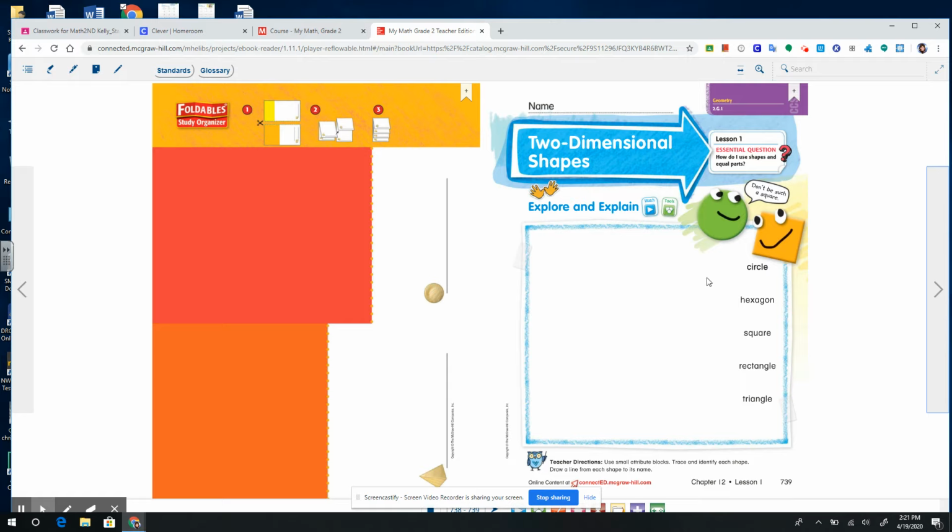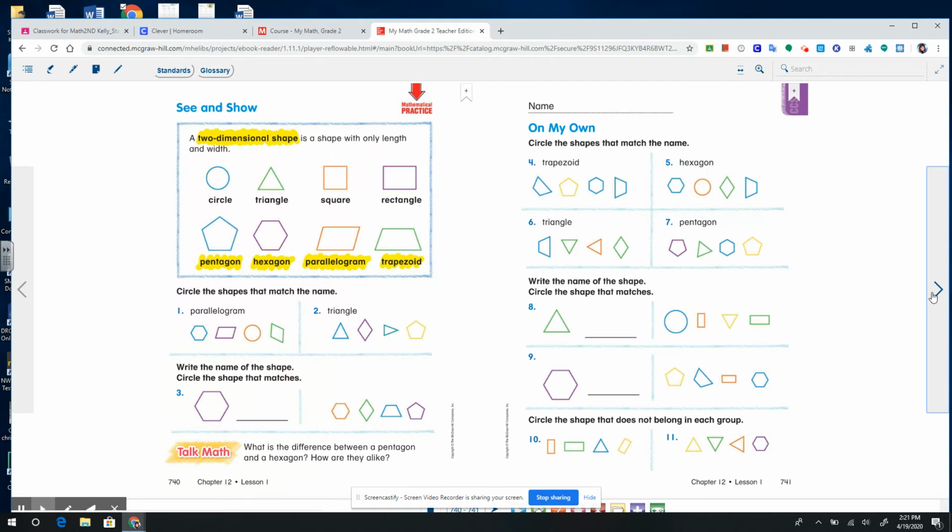So what you can do is on your paper, you can just draw a circle, draw a hexagon. Hexagon has that X, which means it's a six-sided shape. Draw your square, draw your rectangle, and draw your triangle. The hardest one on there is the hexagon. On chapter 12, lesson 1, see and show, I'm going to show you the hexagon now. You can see it. 1, 2, 3, 4, 5, 6. Hexagon has the X like 6, so it's six-sided.